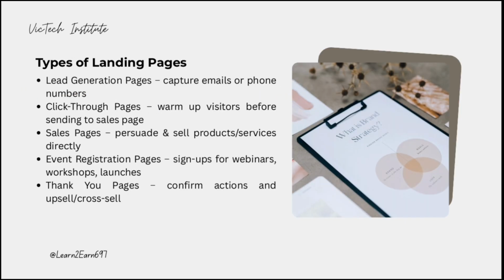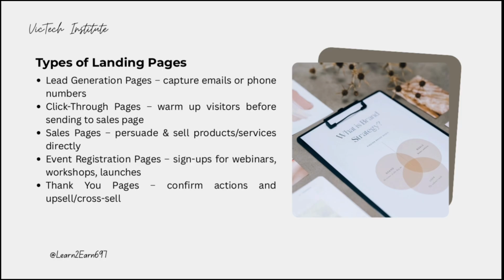Now we have types of landing pages. We have different types of landing pages. We have the lead generation page. Lead means you want to get people that you want to direct to buy something from you. That's why it's called lead. I want to lead them to conversion. I want to lead them to becoming a customer, a follower, a subscriber. If you want to get people like that, your landing page is called a lead generation page.